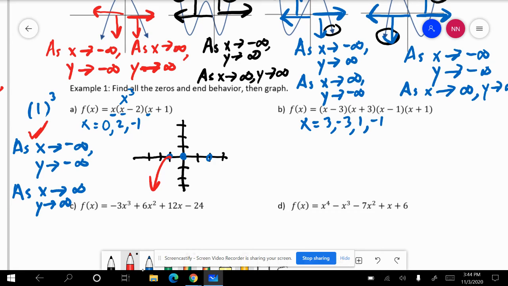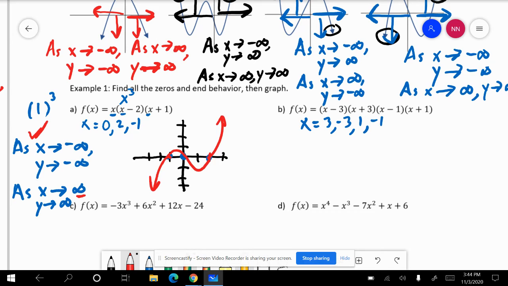Now, for the second one, as x goes to infinity, that means the far right point, y is going to infinity. That means it's going up. Then what we do is we kind of make curves. So it curves like that. And that would be our graph, kind of more of a sketch, using the zeros and the end behaviors.